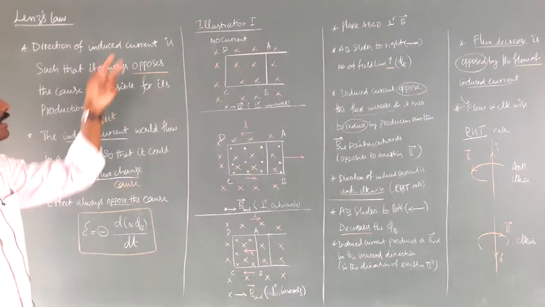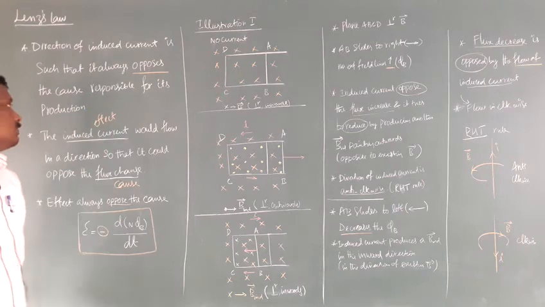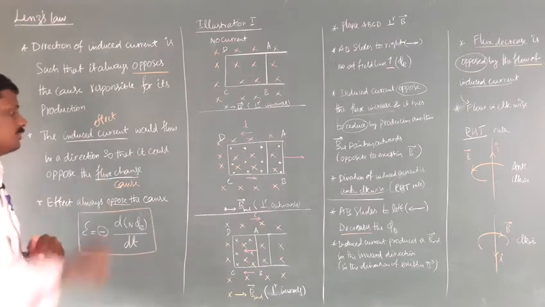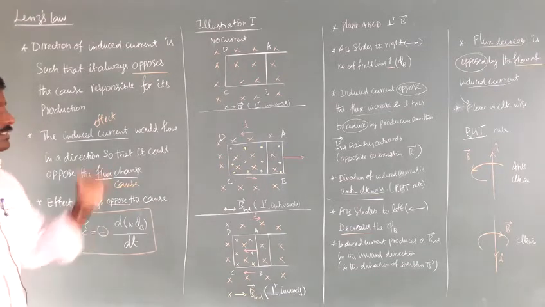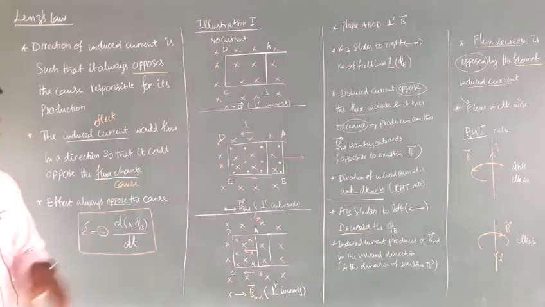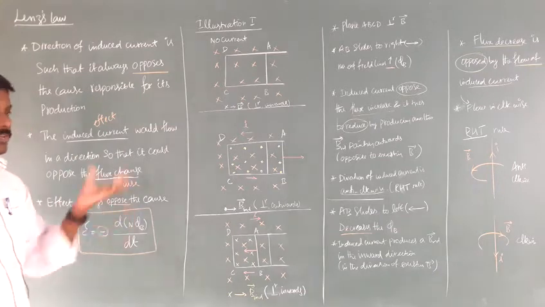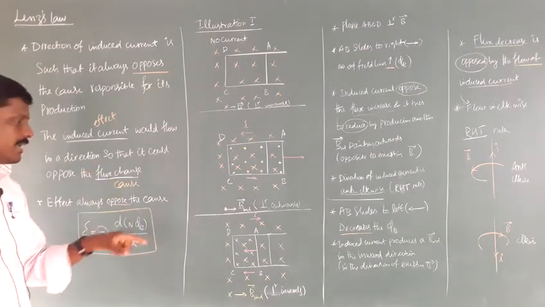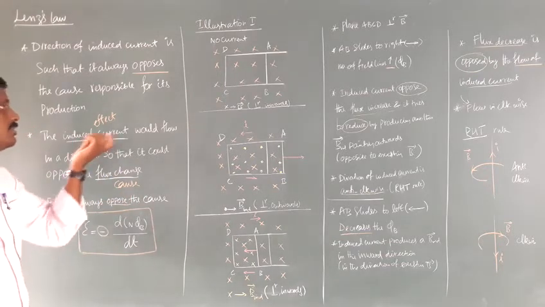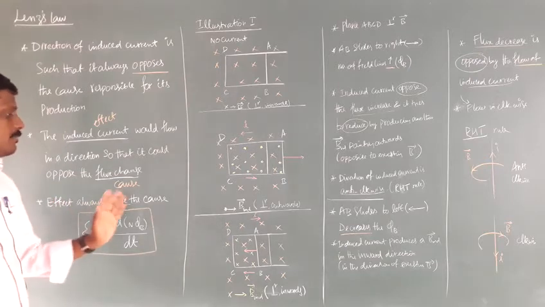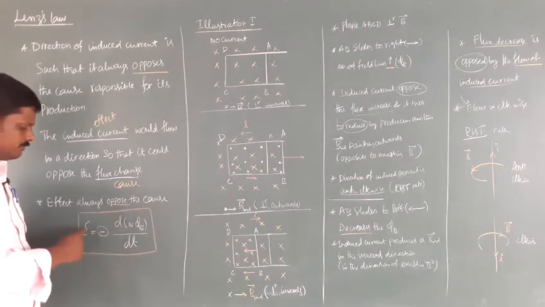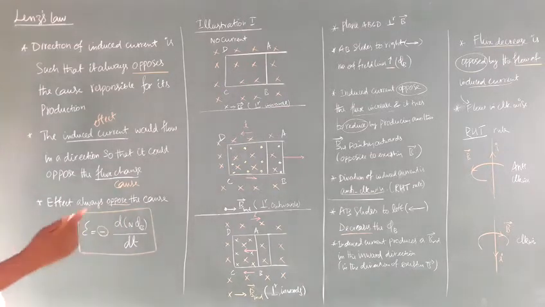The cause for the induced current is the change in magnetic flux. The induced current flows in a direction that opposes the flux change. So the induced current is the effect, and the flux change is the cause. When there is a change in magnetic flux linked with the coil or conductor, an induced current is produced in the conductor. Due to the cause, that is the flux change, there is an effect, the induced current. The effect always opposes the cause.